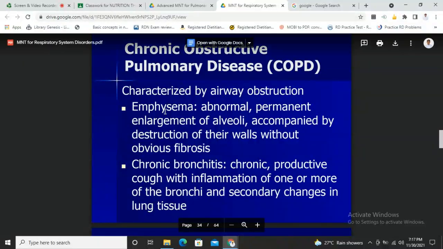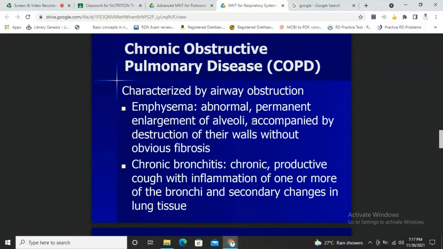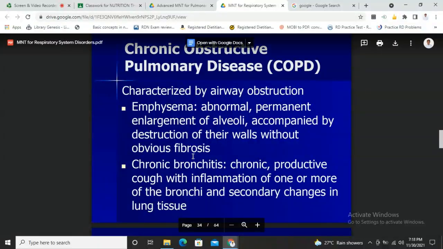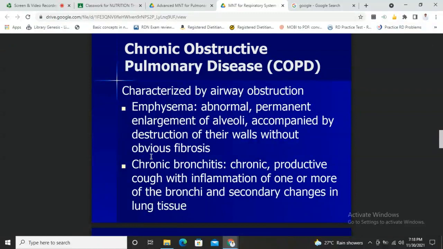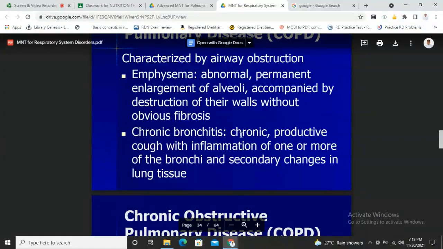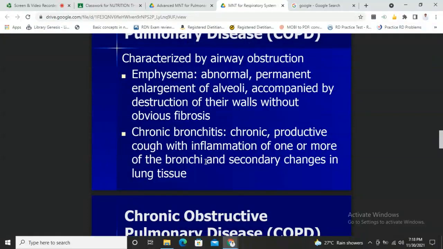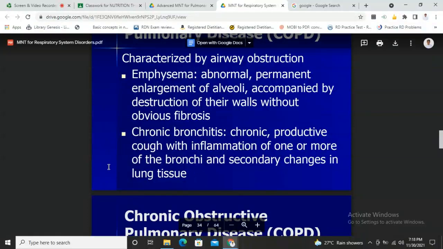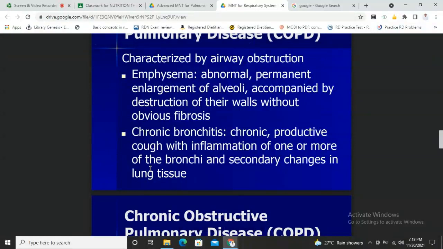so na-enlargement no sa mga alveoli sa emphysema, dili kayo mark ang fibrosis. Okay, while ang chronic bronchitis, unsa man ning fibrosis, this is scarring, di ba? While sa bronchitis usually grabe ang pamaga no, inflammation sa bronchi. That's why it's called bronchitis, because it's inflammation of the bronchi. And naay mga fibrosis na, no, sa lung tissues. Okay?